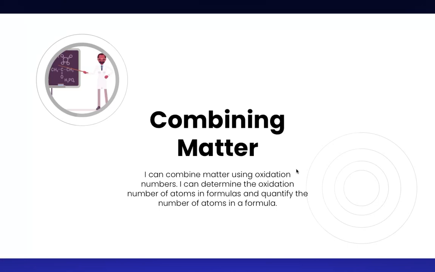Hello, chemistry students. Today we are going to talk about combining matter. And by the end of this video, you should be able to use oxidation numbers to determine the number of atoms that should be on the right-hand side of a chemical formula.